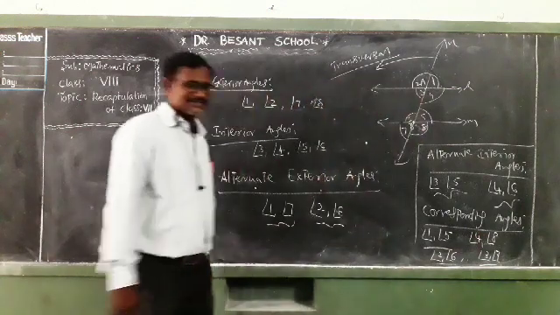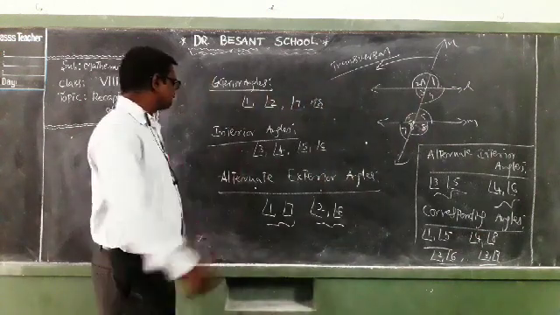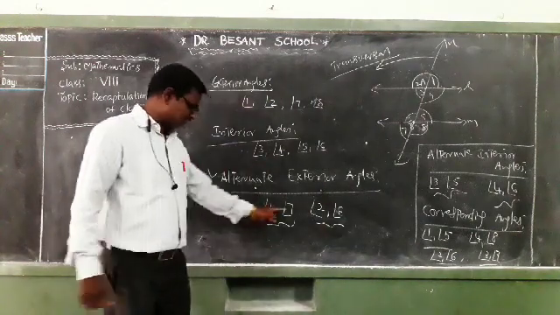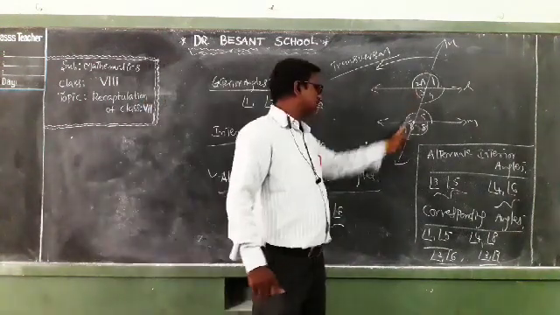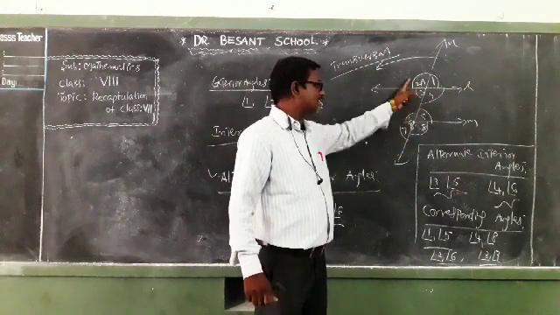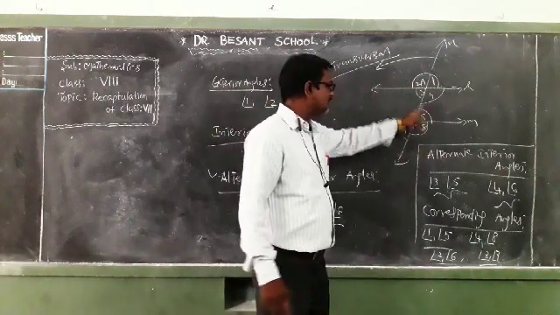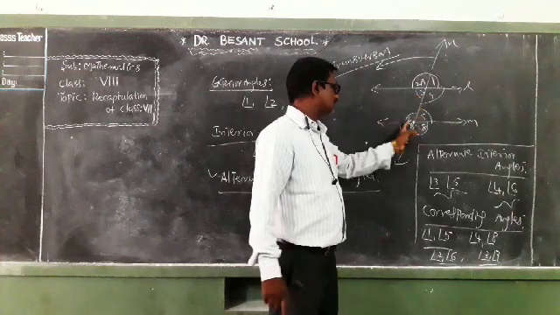So we have learned these things, and we had conditions also. Alternate exterior angles are always equal. That means angle 1 is equal to angle 7, and angle 2 is equal to angle 8. Alternate interior angles are always equal. Angle 3 is equal to angle 5. Angle 4 is equal to angle 6.